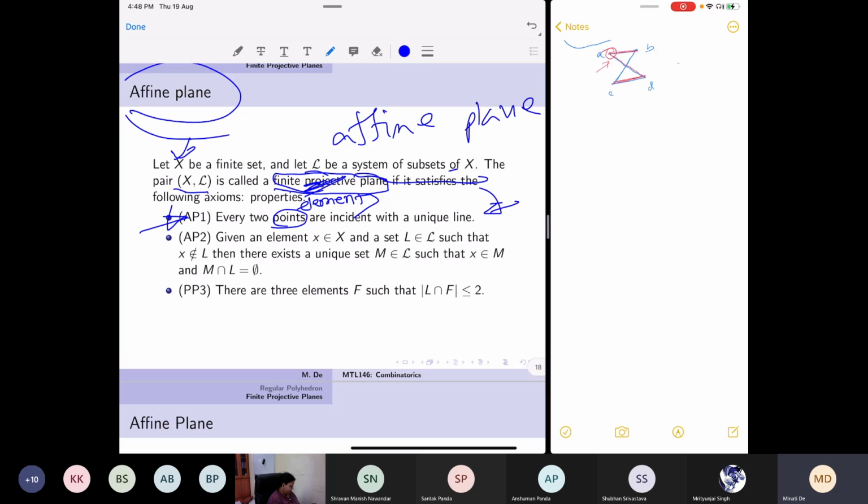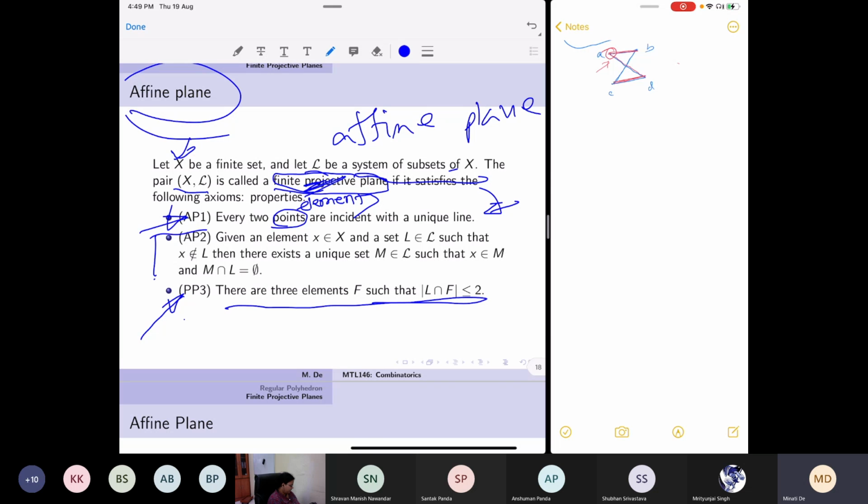There is another property which is similar to the finite projective plane, but not the same. We say there are 3 points which are not collinear. So this property is there. It's a slightly deviated property from the one we have for the finite projective plane.